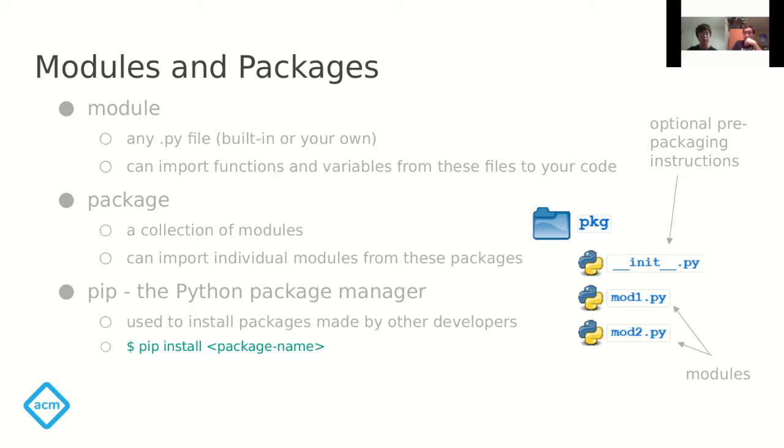So a little bit about the package structure here. You see that we have an init.py. This is optional pre-packaging instructions. Ever since Python 3 was released, init.py has become optional, where previously it was mandatory. Basically, whenever you have an import line in your code, those instructions will run in the init.py from the package that you're importing. And then these two will just be modules.